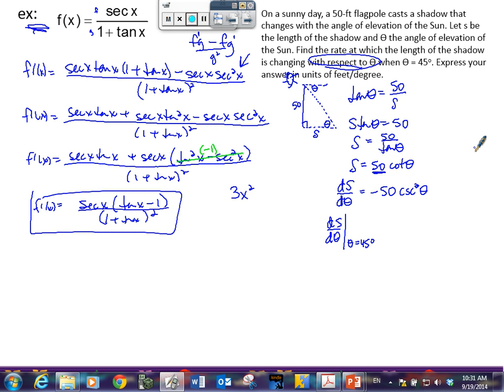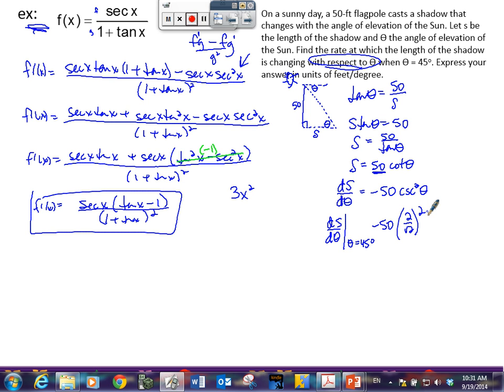Okay, so let's go ahead and do cosecant. I kind of like cosecant, but I'd rather think of sine. Sine at 45 degrees is root 2 over 2, right? So cosecant would be 2 over root 2. So negative 50 times 2 over root 2 quantity squared.